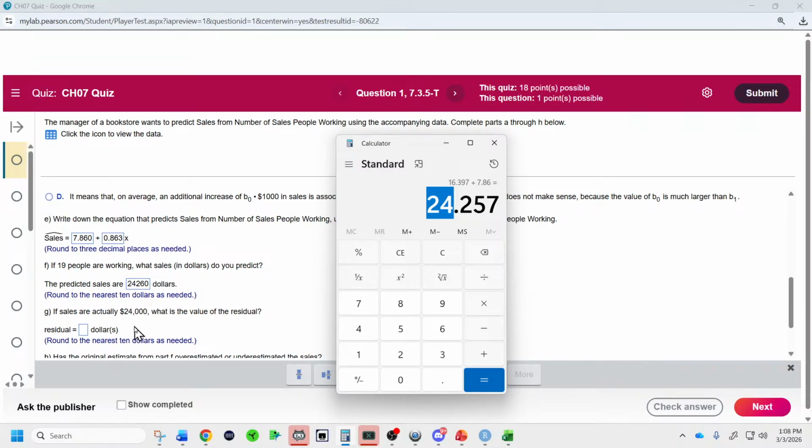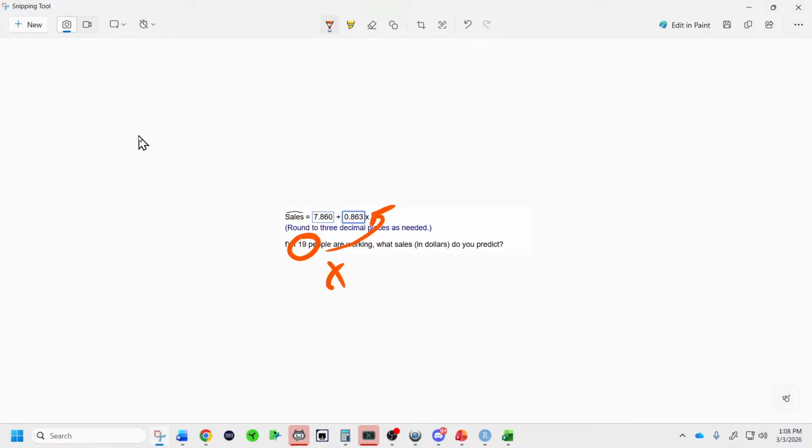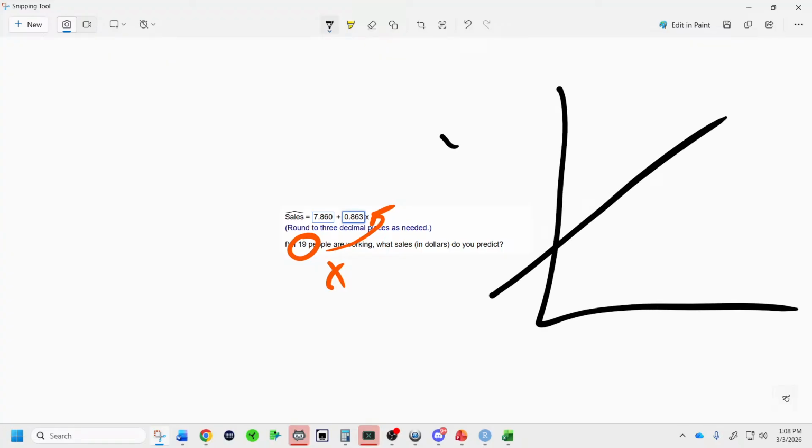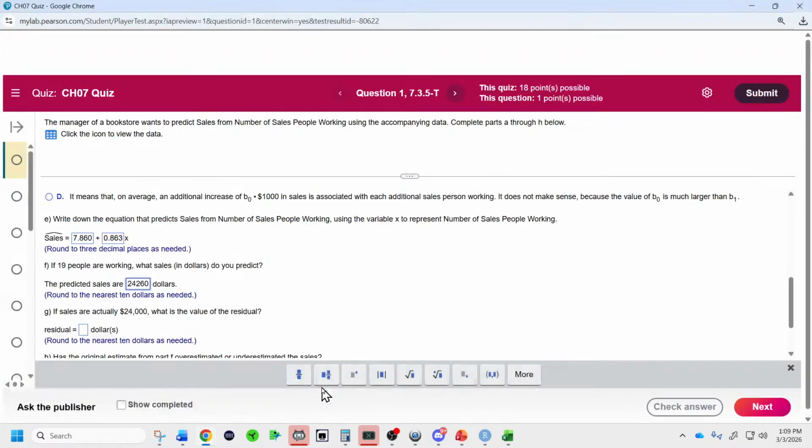Now we see that the actual sales is 2,400. So when you think about this visually, you have to think about the model. Remember that we make predictions with the line. So the line is the y hat. The green dot is going to be the actual. So what it's saying here is we predicted that right here was 24,260. That is where this would have been predicted to be. And it's actually 2,400, which means it's below.